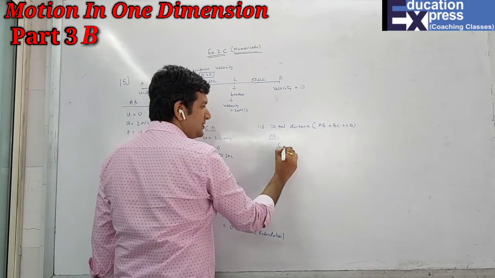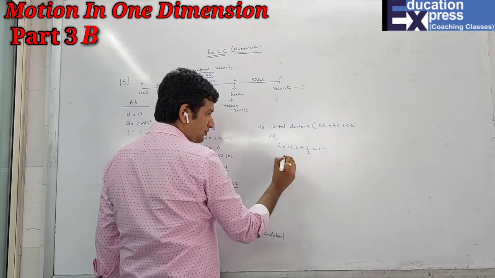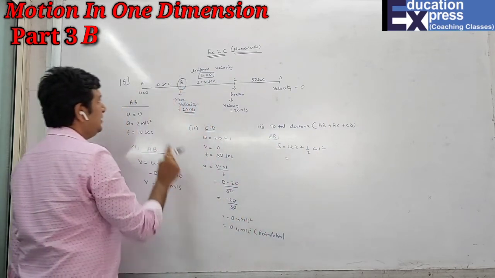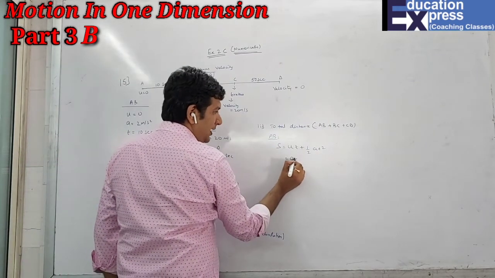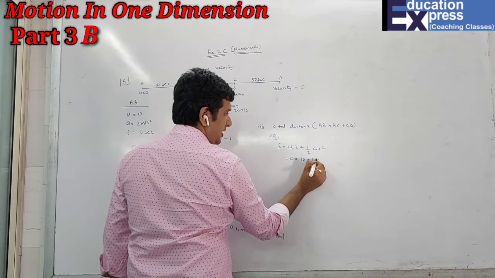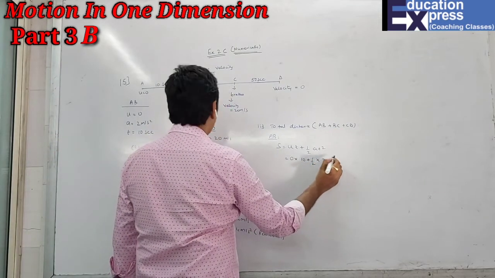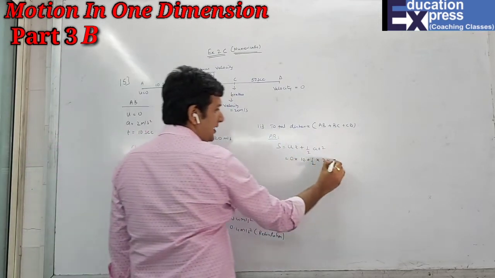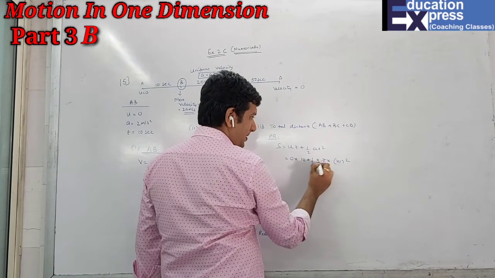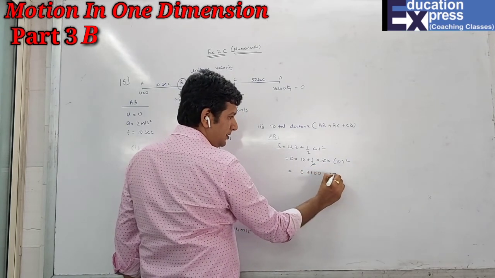I'll use S equals UT plus half AT square. What is the initial velocity? 0. Time 10 seconds. Acceleration 2. And time for the first AB part is 10. So 0 plus 100 is 100 meters.